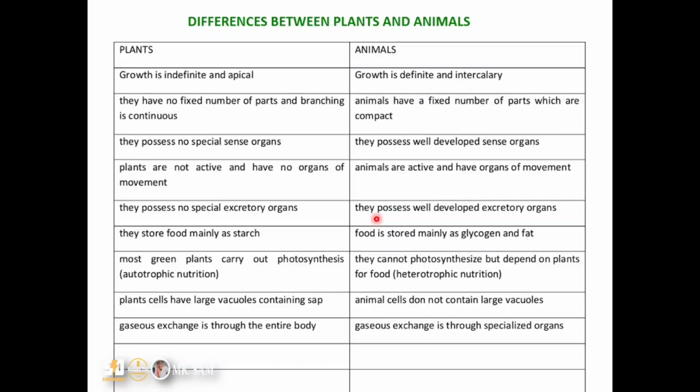Most green plants are photosynthetic. That means they are autotrophic in nutrition, meaning they produce their own food. Animals do not produce their own food. Animals depend on plants, so they are heterotrophic in nature. And plants have large vacuoles. That's the plant cell has very large vacuoles, while that of the animals does not contain large vacuoles. And then gaseous exchange is through the entire body of the plant, while we have specialized organs for gaseous exchange, which is our lungs, obviously. While for the plants, it happens all over the body.